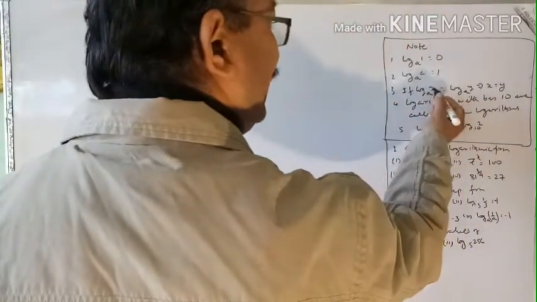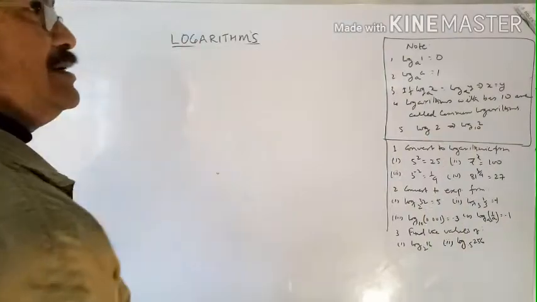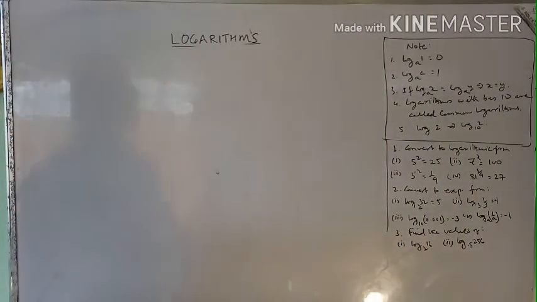Okay, so if x is equal to y, then log of x to the base a and log of y to the base a must be equal if the bases are the same. If the bases are different, then the values will be different.